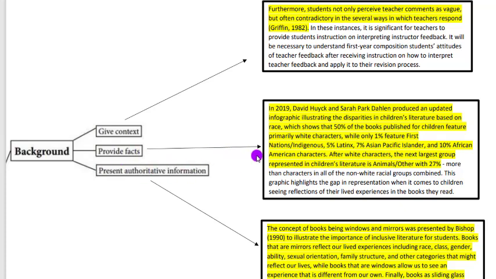Next is facts. As you can see, in 2019, David Huck and Sarah Park Dahlen produced an updated infographic illustrating the disparities in children's literature based on race, which shows that 50% of the books published for children feature primarily white characters, while only 1% feature First Nations Indigenous, 5% Latinx, 7% Asian Pacific Islander, and 10% African American. After white characters, the next largest group represented in children's literature is animals and other, with 27%. More than characters in all of the non-white racial groups combined, this graphic highlights the gap.